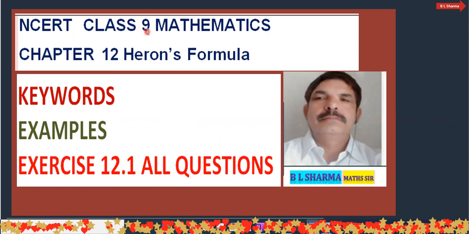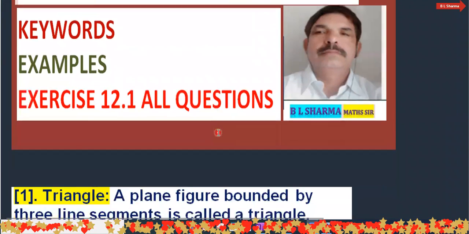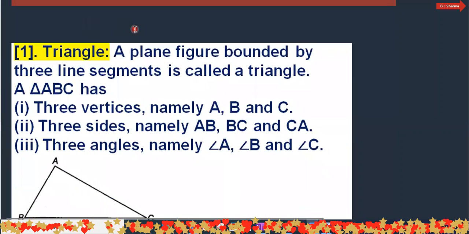In this video, I'll be discussing with you keywords, examples of the NCERT book and exercise 12.1. All questions I will be discussing with you. So here is the first thing we want to learn: the components of the triangle.